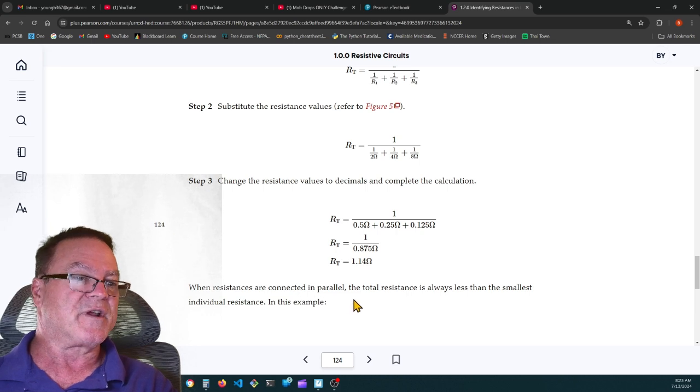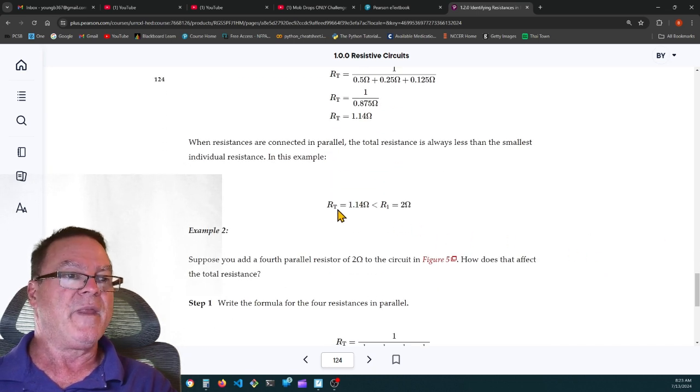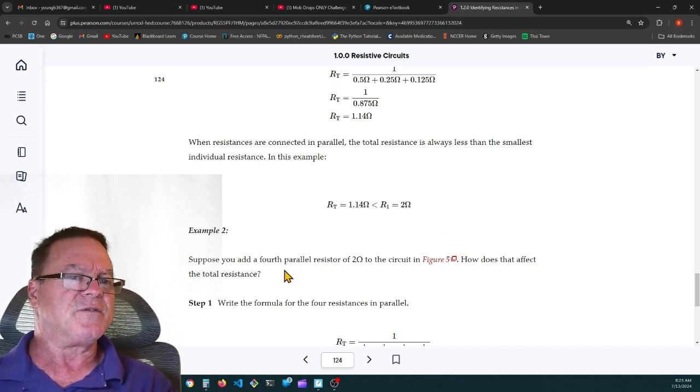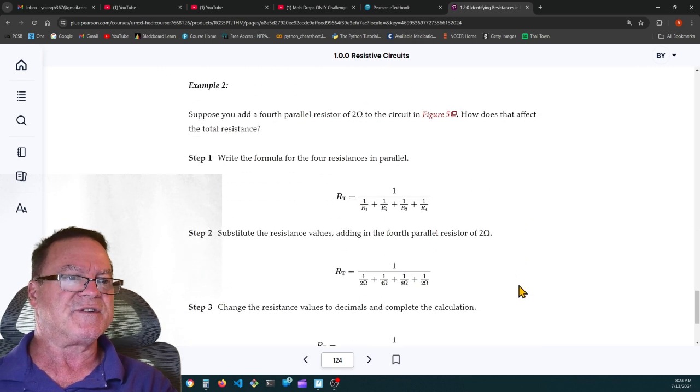When resistances are connected in parallel, the total resistance is always less than the smallest individual resistance. In this example, the total resistance, 1.14 ohms, is less than the smallest resistor, which was 2 ohms. And it goes on to say, suppose you add a fourth parallel resistor of 2 ohms in the circuit. How does this affect the total resistance?